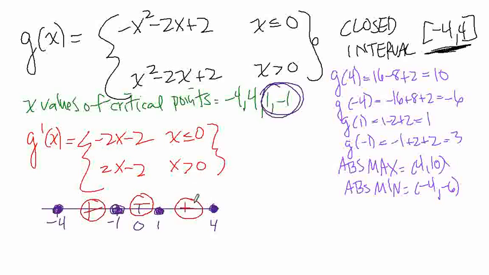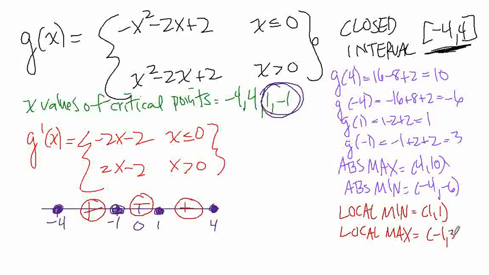If you imagine what a positive slope and a negative slope look like, I hope you can see that x equal -1 is the top of a mountain, and x equal to 1 is the bottom of a valley. So a local minimum occurs at (1, 1), and a local max occurs at (-1, 3).